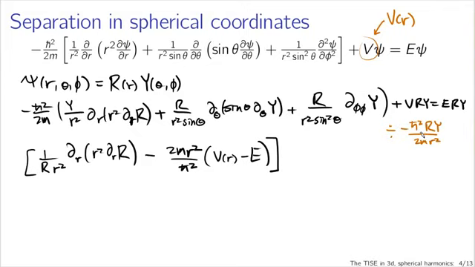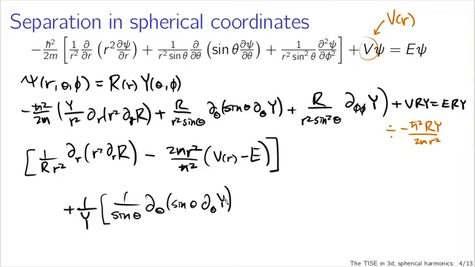I also have terms, of course, from my theta and phi, which end up looking like 1 over Y, and what am I left with? I'm left with a 1 over sine theta, partial derivative with respect to theta of sine theta times the partial derivative with respect to theta of Y, plus 1 over sine squared theta, second partial derivative with respect to phi of Y. That, overall, these two terms added together, has to be equal to 0.